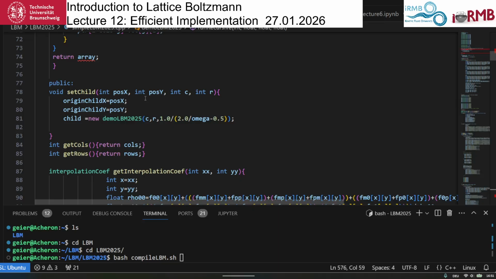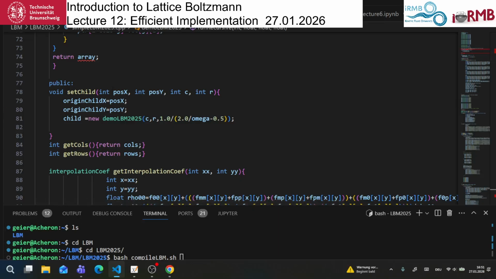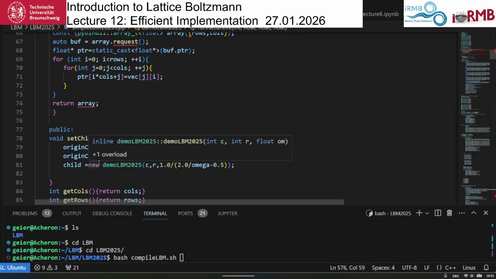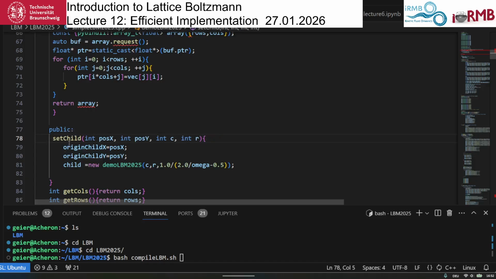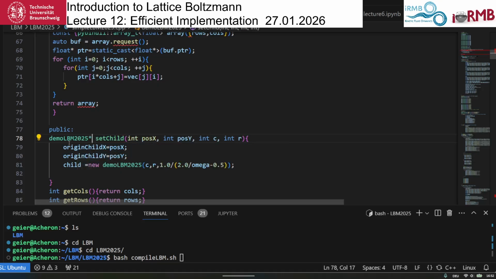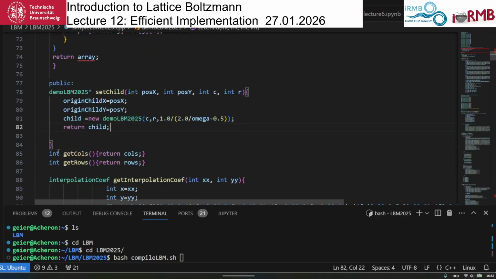So okay, what we should do here, let me get a little bit rearranged. I will have this as demo LBM 2025. So this should return us this, because we have to call it later. So let's return this and say this is return child. Okay, so this is the first change that we do today. Then what else did we do?